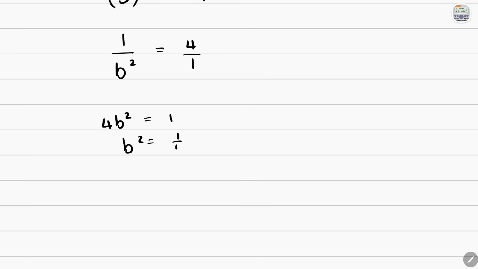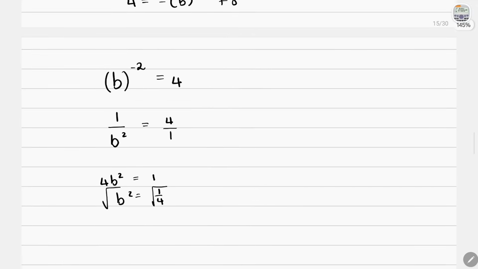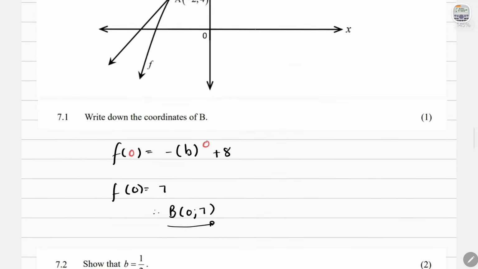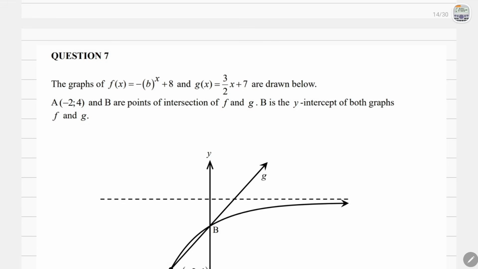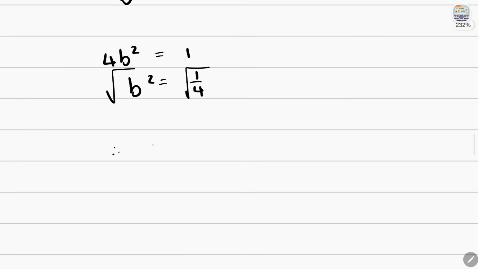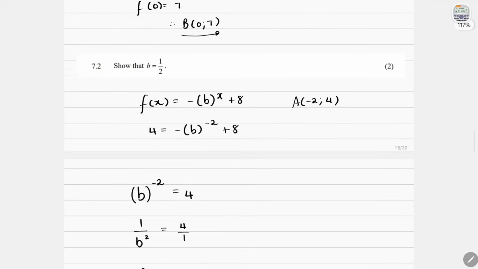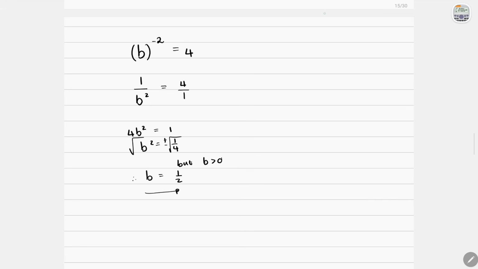b squared equals 1 over 4, and then finally square root both hand sides. But just remember that this is the base of an exponential function. It cannot be negative. If not, it won't be an exponential function, okay? So b is finally equal to, it will be positive or negative, but we know that b should be a value greater than 0. So b is equal to 1 over 2, and that is our answer. Okay, so there we have shown that b equals 1 over 2. Moving on to the next question.